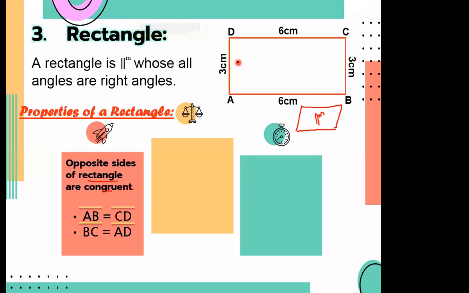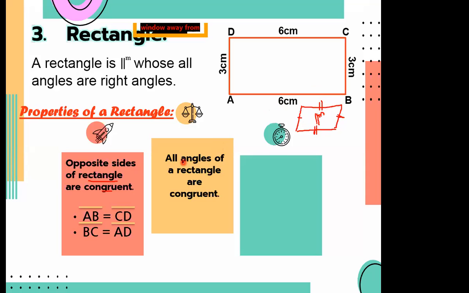So what is the similarity between a rectangle and a parallelogram? In a parallelogram also, opposite sides are equal. So this is the similarity between a parallelogram and a rectangle. But what is the difference between a rectangle and a parallelogram? All angles of a rectangle are congruent.